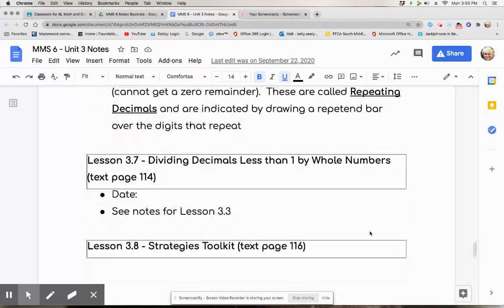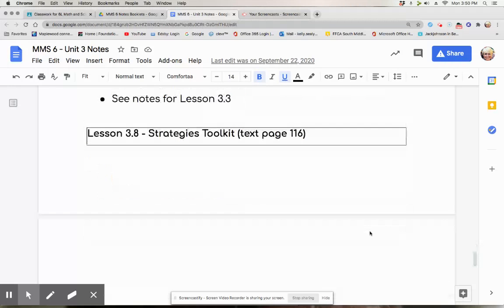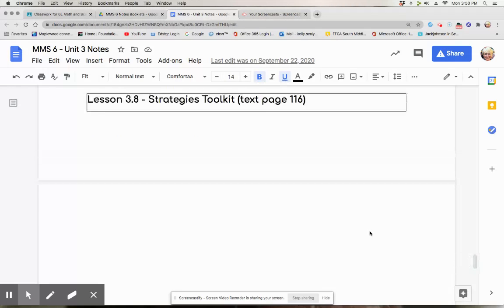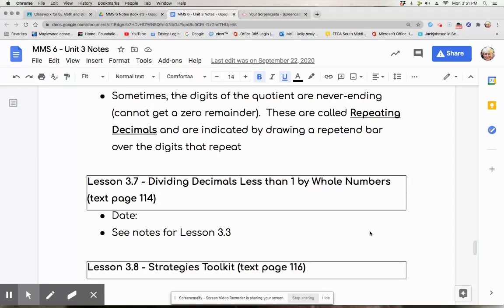In Lesson 7, we use the exact same strategy as Lesson 3, and Lesson 8 was a strategies toolkit. So that is all of the concepts to review for Unit 3.